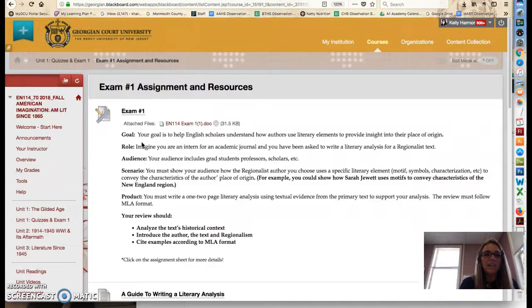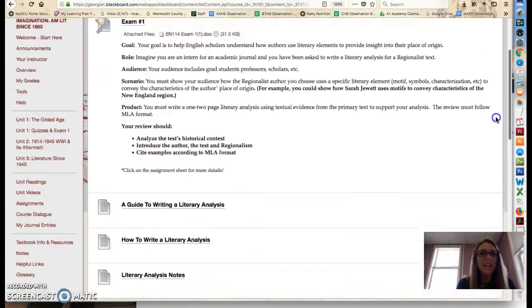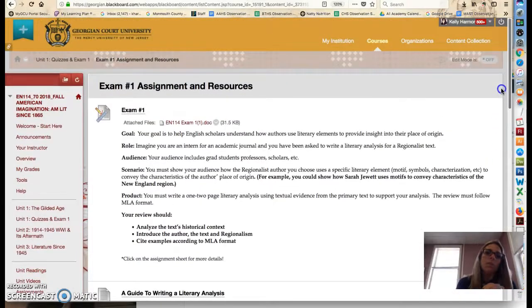So you need to analyze the historical context of the text. You need to introduce the author, obviously the title of the piece that you're analyzing. Talk a little bit about regionalism. And then you're going to cite examples from the text using MLA format. Anything else that you copy or take from the internet needs to be cited. All right? Everyone will be submitting their papers to a plagiarism detection device. Please take a look at any highlighted areas that could be considered plagiarism. Anything you copy, all right, you need to quote appropriately.